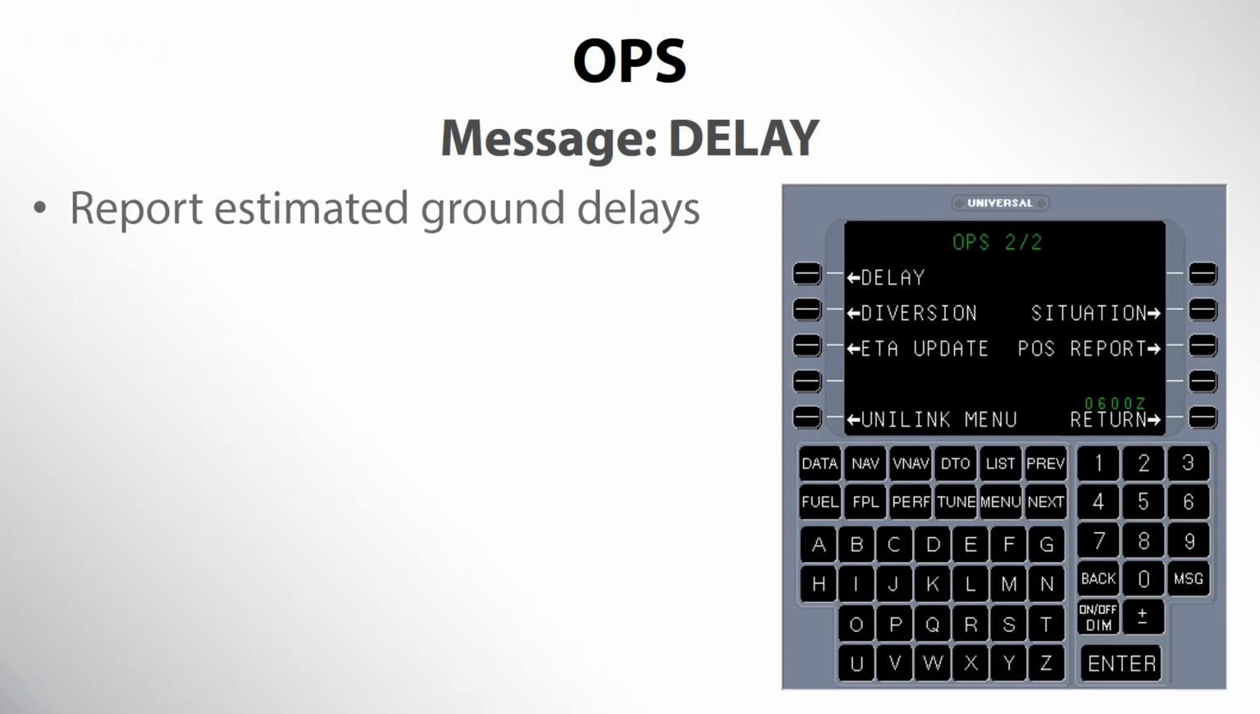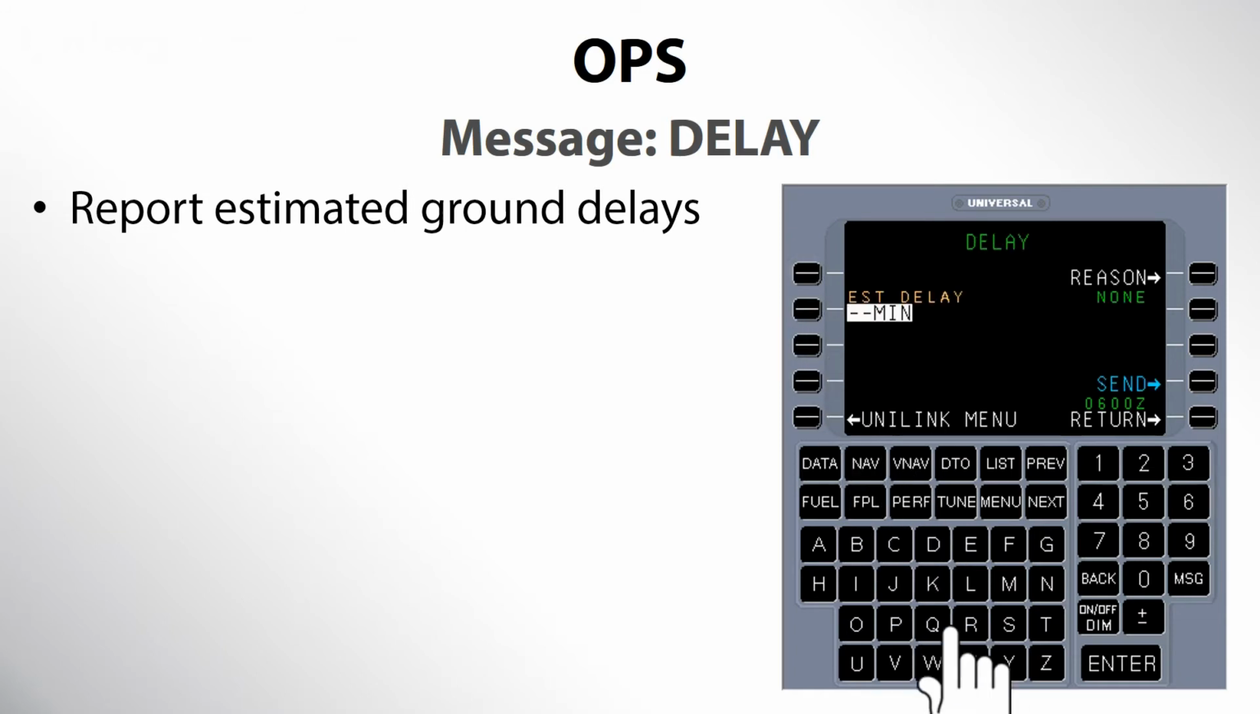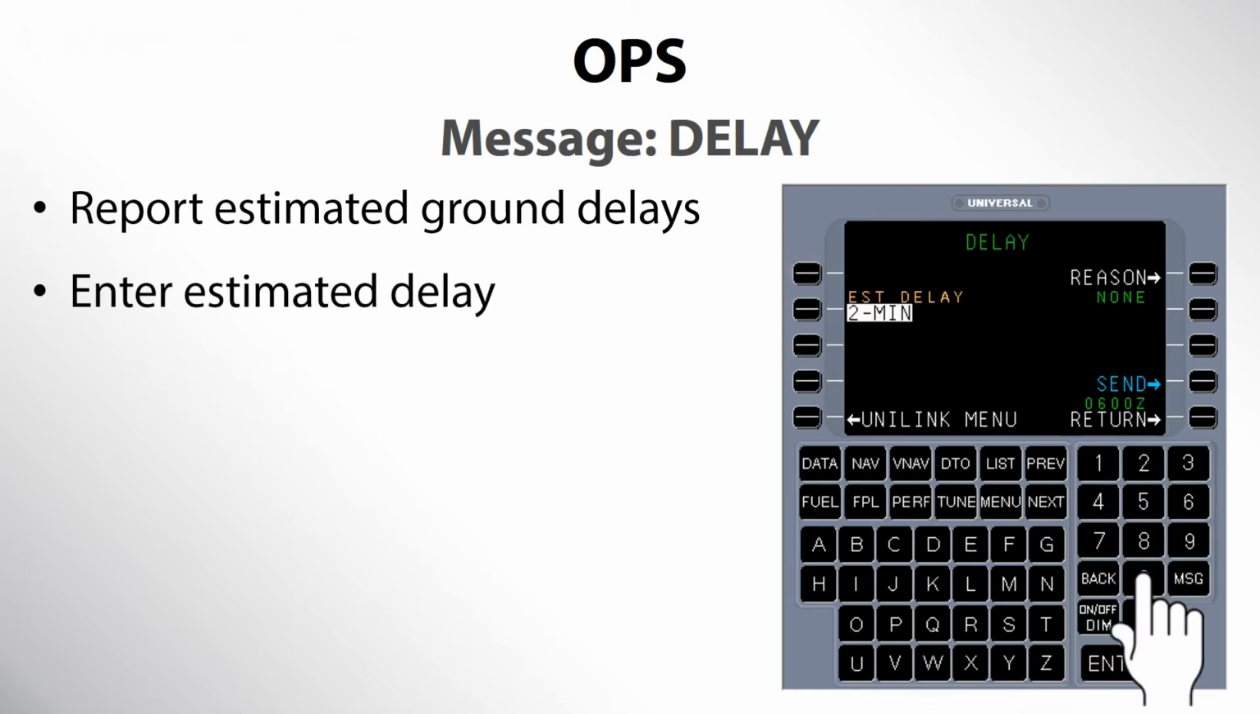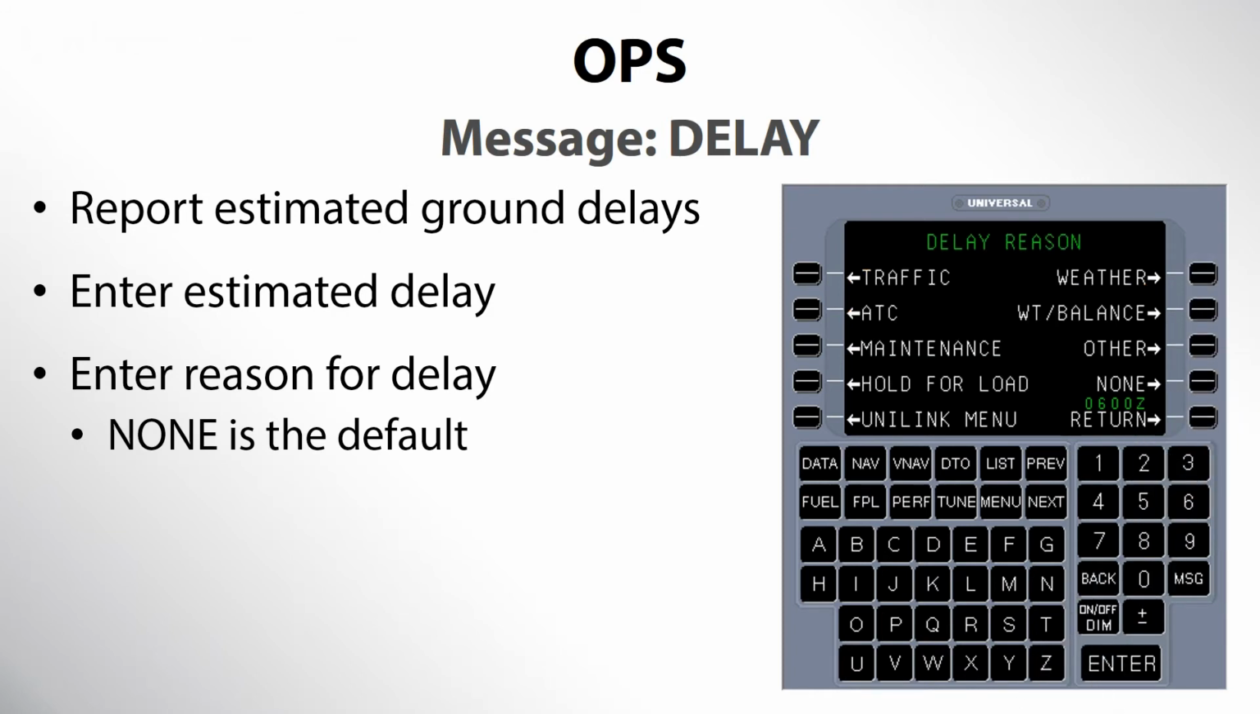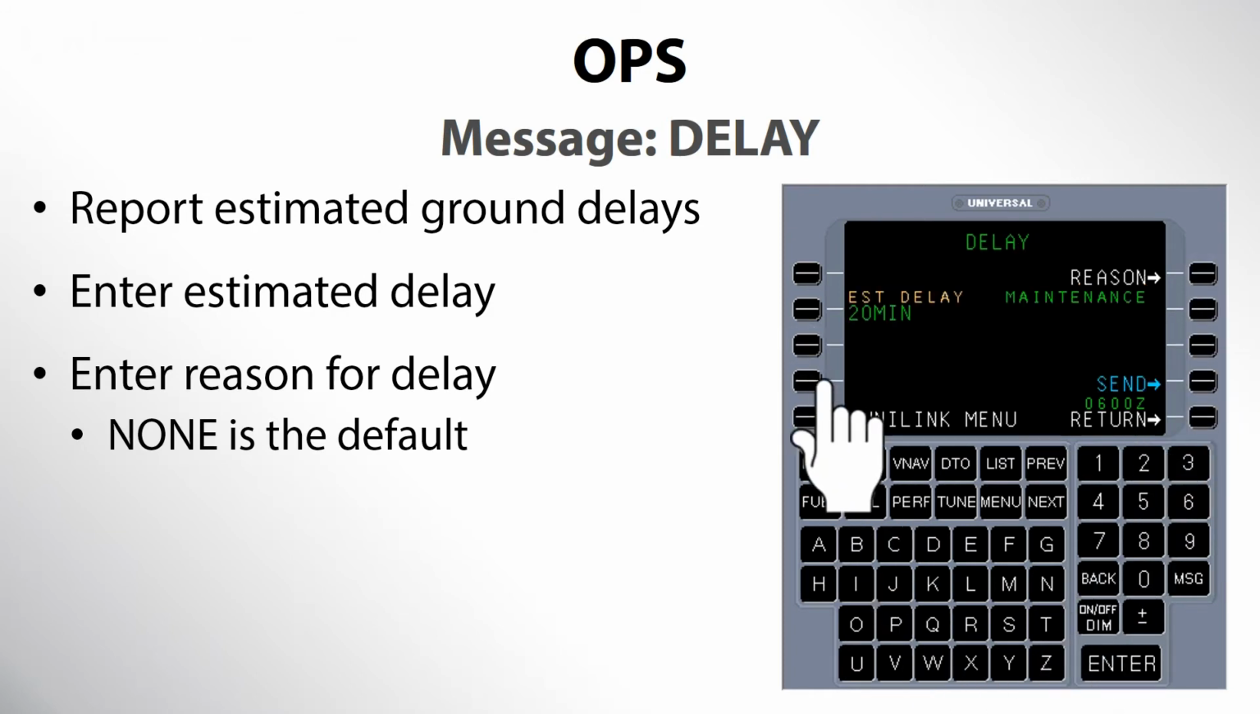The Delay page is used to report estimated ground delays prior to takeoff. To send a ground delay report, first enter the estimated time in minutes. Next, enter a reason for the delay. None is the default. Choose the appropriate reason option. The display will return to the Delay page. Press Send to place the message in queue for transmission.